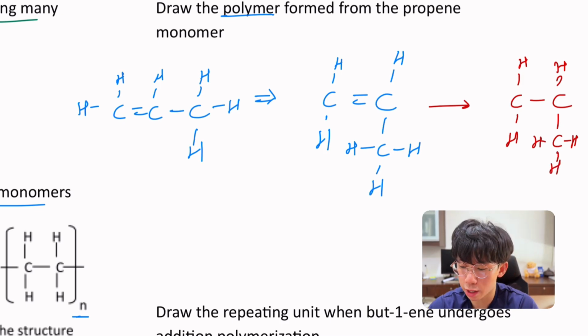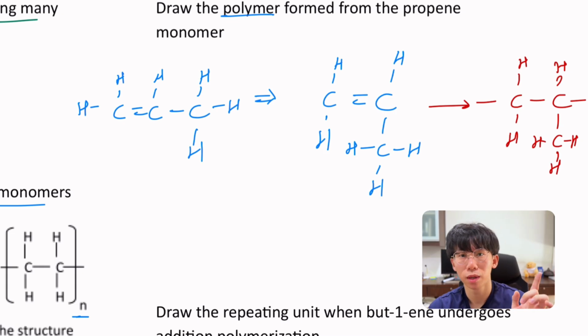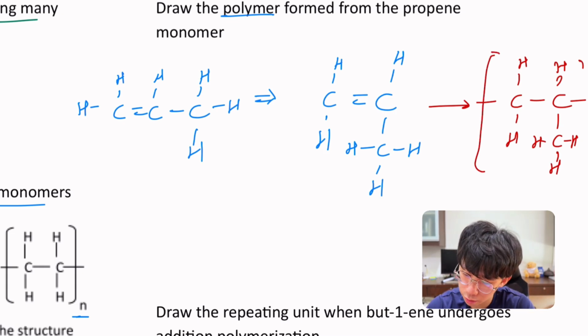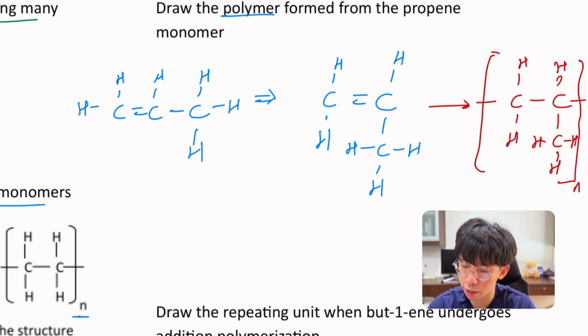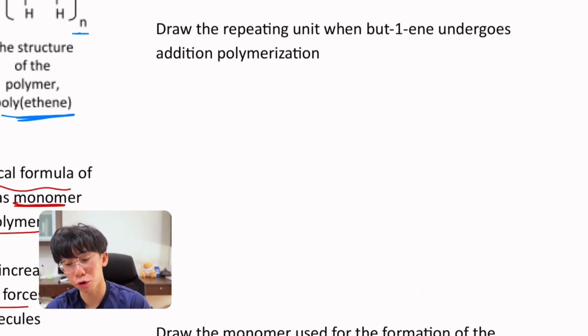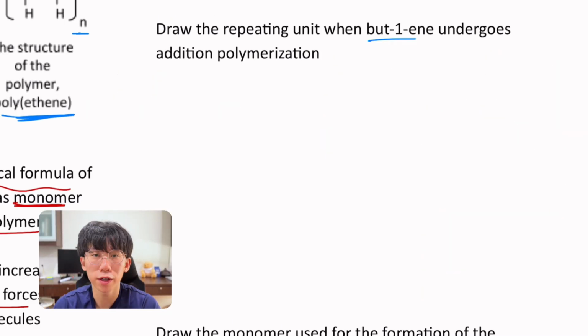And you're going to draw a bond on the left and a bond on the right. This is one repeating unit. Since the question asks us to draw a polymer, we'll draw a bracket here and a bracket here, and write an N. That is your polypropene. How about a question here that asks you to draw the repeating unit when but-1-ene undergoes addition polymerization? First, I'll draw but-1-ene.